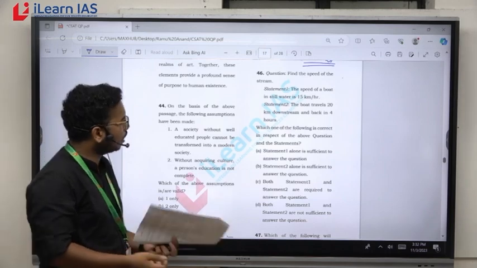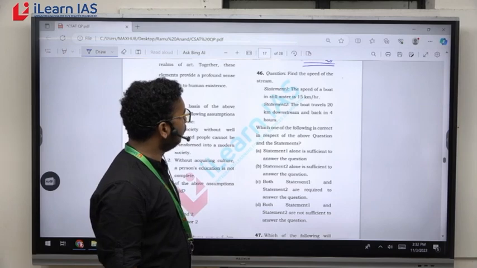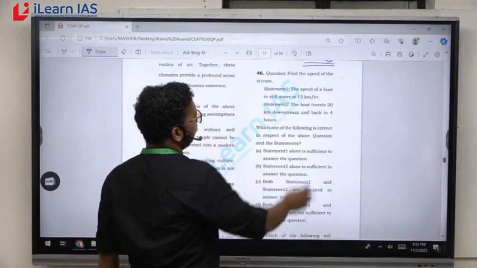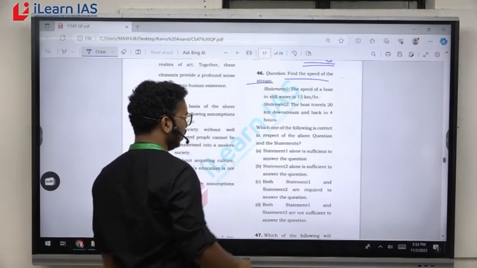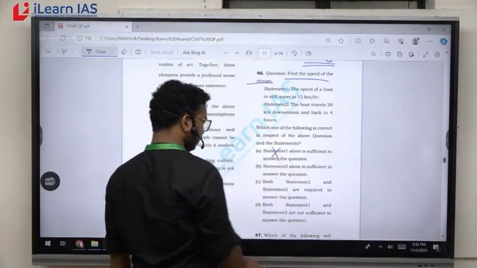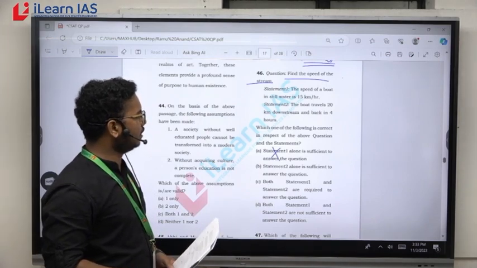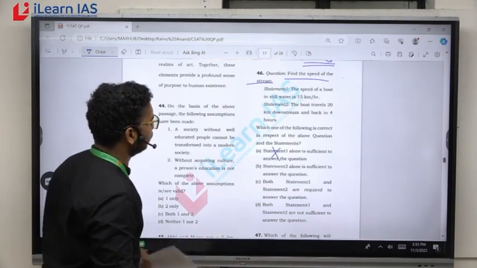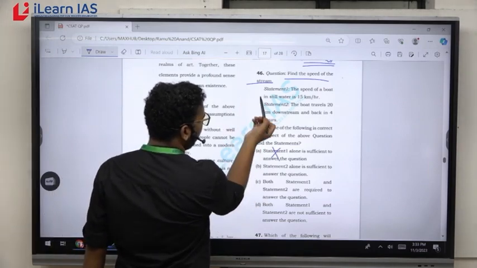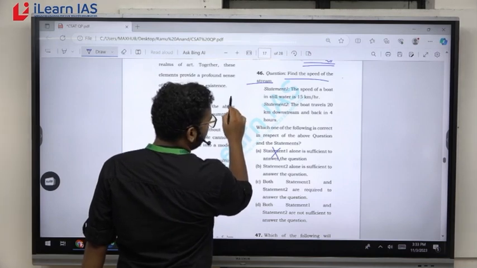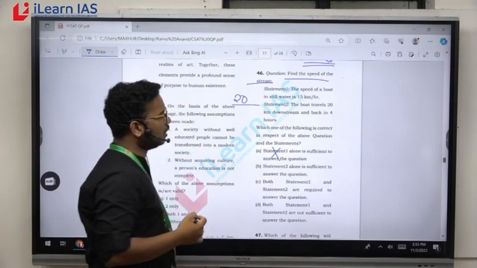Question 46. The speed of a boat in still water is 15 km per hour. Find the speed of the stream. Can statement 1 alone give it? No, because only the speed of the boat is given. Now, the boat travels 20 km downstream. What is the speed when going downstream?